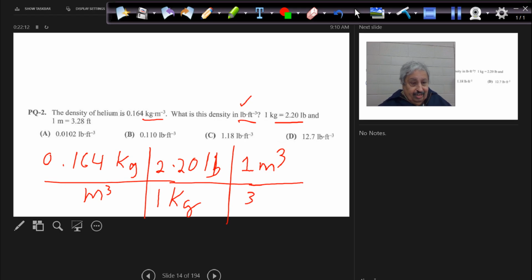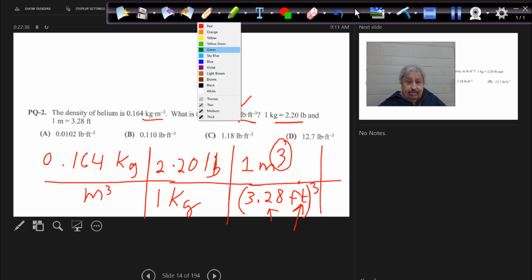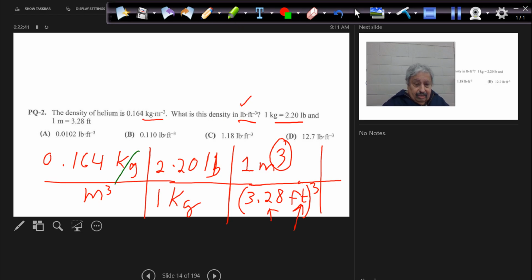It has 328, correct? Foot. Now I have to be careful here. I cube this one here, so I have to cube this one what? As such. Okay, guys? Now I have to cube this, and I have to cube the foot. Correct? So now let's do the units first. The kilogram cancels out. Cubic with cubic meter will get out. So now we have pound, and we have this one here.